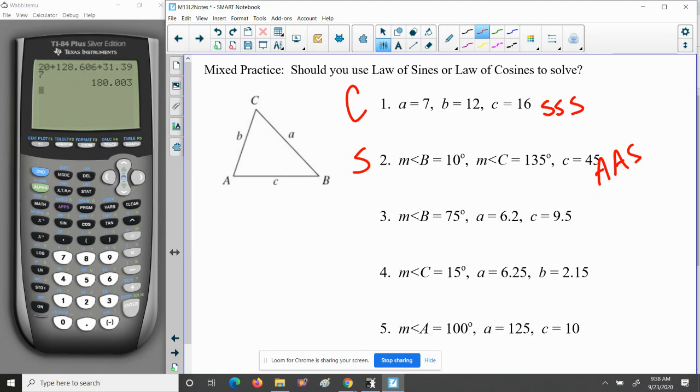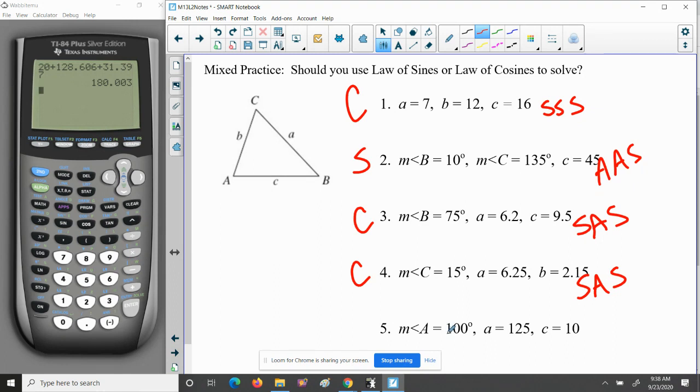Take a look at number 3. We have 2 sides and an angle. Side A, side C, and angle B. That's side, angle, side. That's going to be law of cosines. All right, let's take a look at number 4. We have an angle of 15 degrees and 2 sides A and B. Let's see where that would be. Side A, side B, angle C. That's side, angle, side. So that is another law of cosines that you would use to solve this one.